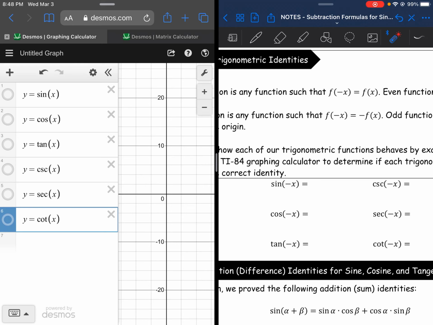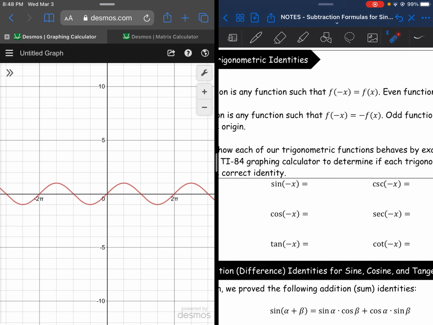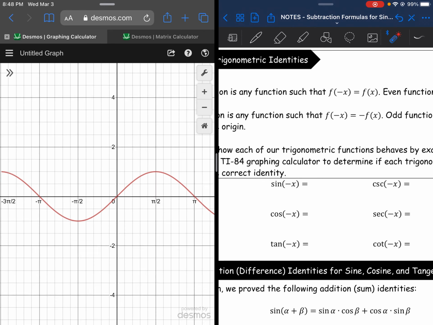All right, so on this Desmos page, I've actually gone ahead and pre-populated it with these equations. So let's check them one by one. Let's start with the sine. So notice if I graph y equals sine of x, it is not symmetric with respect to the y-axis. Instead, it's symmetric with respect to the origin.